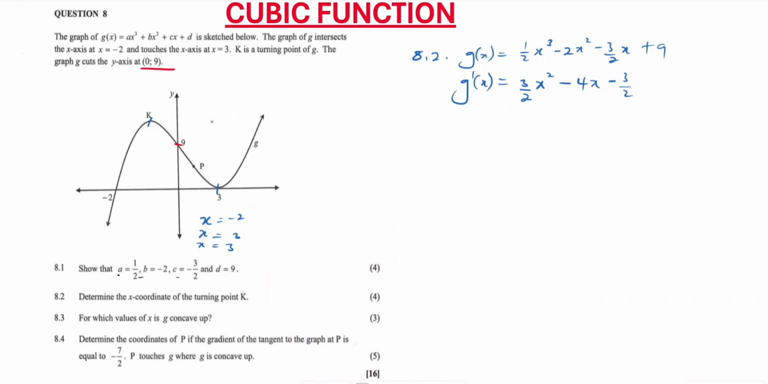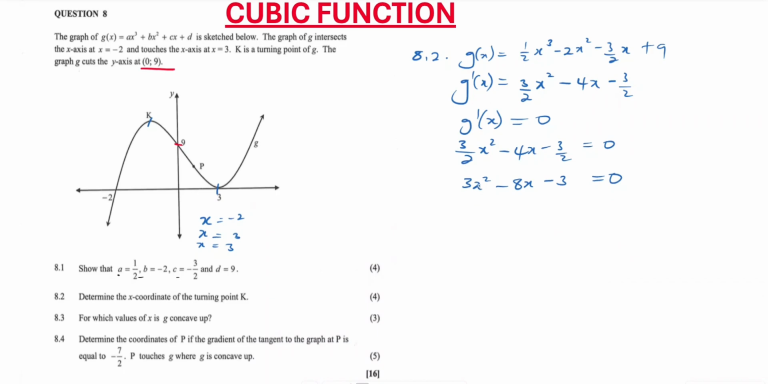Then we equate it to 0. Equating to 0 is because the gradient at the turning point is 0. So g prime of x is equal to 0. So this means 3 over 2 x squared minus 4x minus 3 over 2 is equal to 0. Then we can multiply by 2 throughout to clear out the denominators. So we'll be left with 3x squared minus 8x minus 3 is equal to 0 like this. Then we solve for x here.